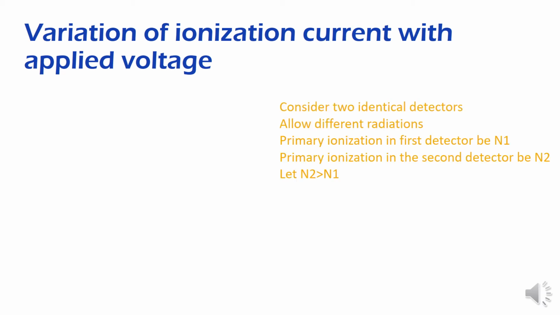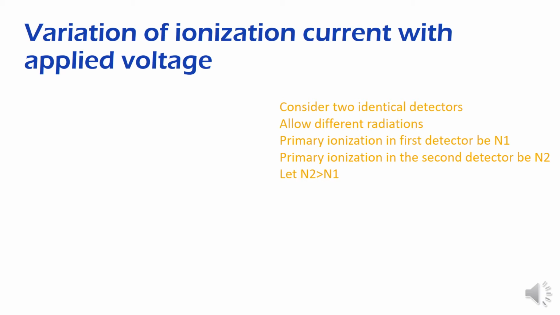So, let us conduct an experiment by considering 2 identical detectors. Let us allow different radiations in these 2 detectors. Assume that the primary ionization in the first detector is N1 and the primary ionization in the second detector is N2. Also assume that N2 is greater than N1. That means the primary ionization in the second detector is greater than in the first detector.